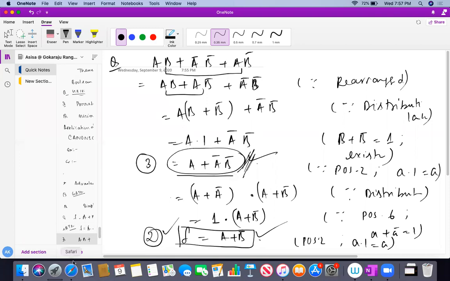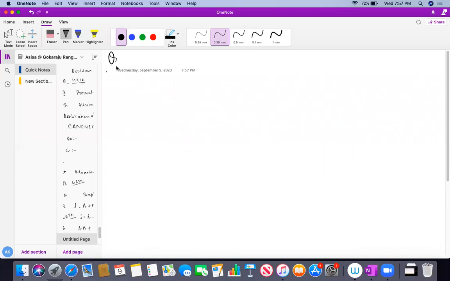So next question, I'll move to the next question. Let's say the given function is AB, A bar B and AB bar. What you need to do, again the same way. Very simple. We can take the distributive law from AB and A bar B. Between these two, you can use the distributive law. So what will you get if you apply the distributive law?